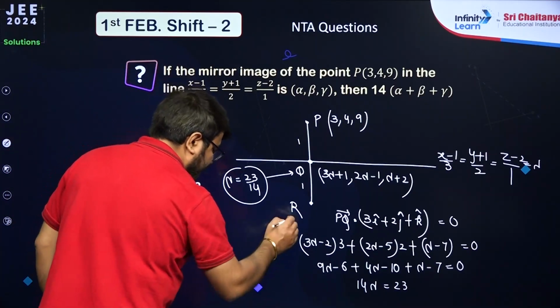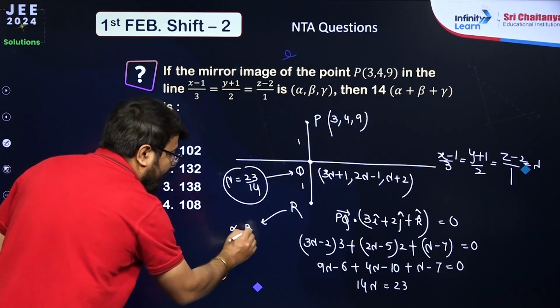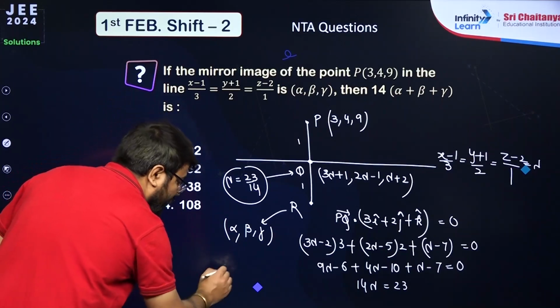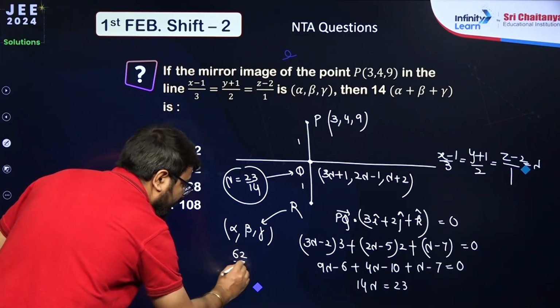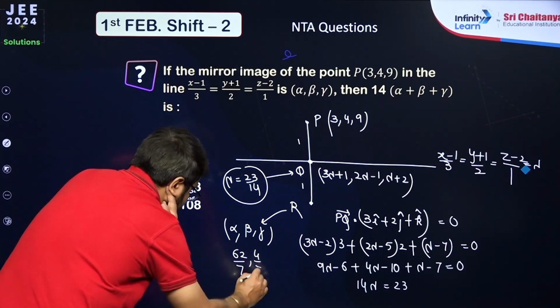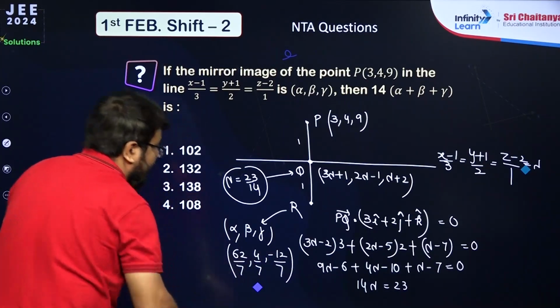So here we can say that this coordinate, let us assume this to be alpha, beta, gamma. Have they given alpha, beta, gamma? Yes. So we got the coordinate of alpha as 62 over 7 by using the section formula, okay? Then it is 4 over 7 and then it is minus 12 over 7. You can get this coordinate very easily, okay?